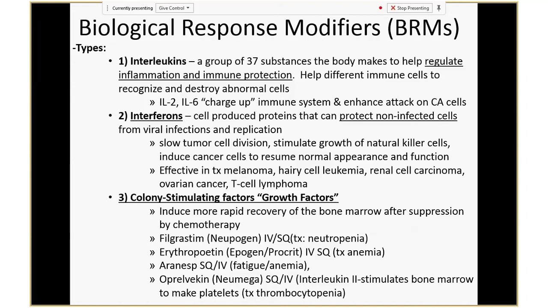Erythropoietin, also called Epogen or Procrit, can be given IV or sub-Q as well, and this is going to treat your anemias if your hemoglobin is low, and also if you have a high risk for bleeding. Aranesp is pretty similar to erythropoietin. It's going to work the same way and increase your levels, making sure your hemoglobin is stable, your red blood cells are stable. Neumega is also going to be kind of the synthetic version of interleukin, and it's going to stimulate the bone marrow to make platelets. So it's going to treat your thrombocytopenia.